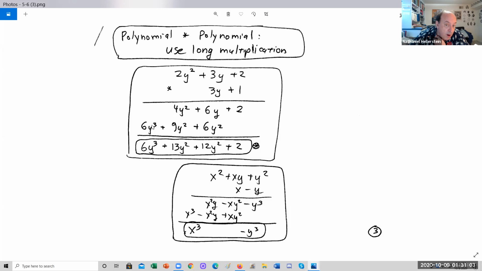Now, these are partial sums, so we add them up. 6y cubed, 4 and 9 makes 13. 13y squared, 6 and 6 makes 12. 12y squared, 12y, oh dear, I don't know why. And this should be a 4, so this should be a 4. This problem is botched. I'm really embarrassed.